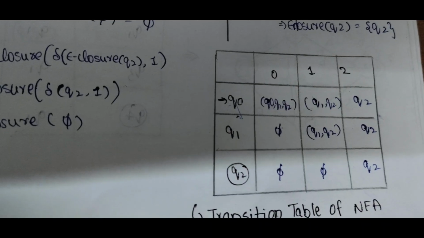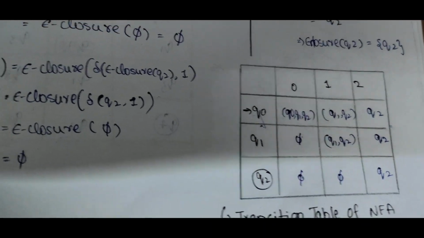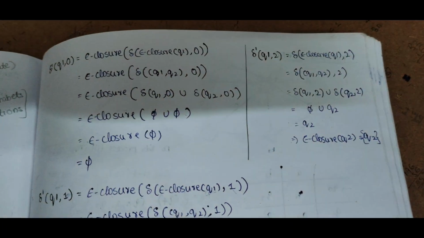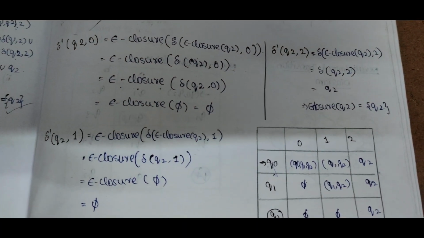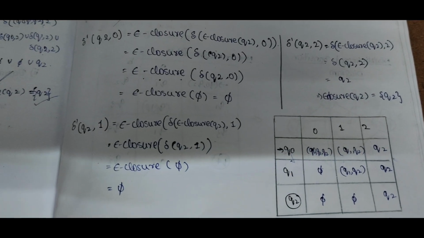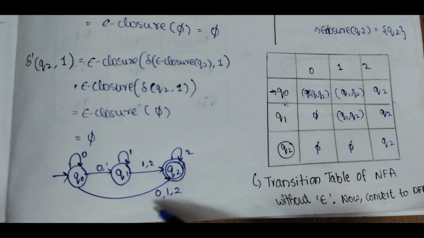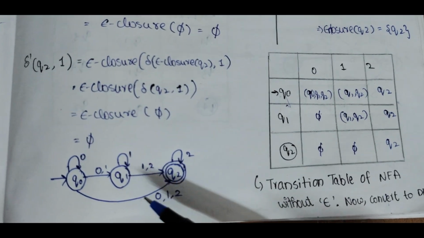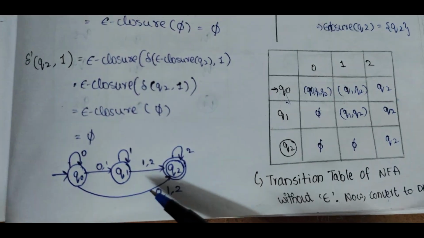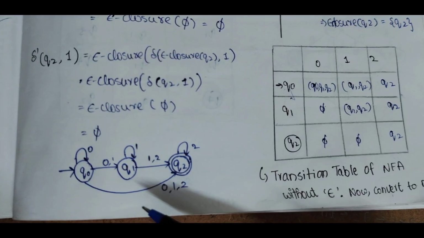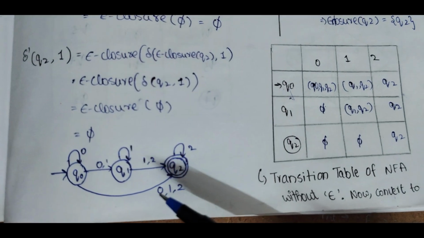Now we got this transition table of NFA without epsilon using the transition functions, right? (Q0, 0), (Q0, 2), (Q0, 1), and here (Q1, 0), (Q1, 2), (Q1, 1), (Q2, 0), (Q2, 1) and (Q2, 2). We wrote all the values in the transition table. Now using this transition table we can easily draw this. So now this is the new transition diagram that is obtained. Do we have any epsilon transitions in this? No. So we successfully converted NFA with epsilon to NFA.